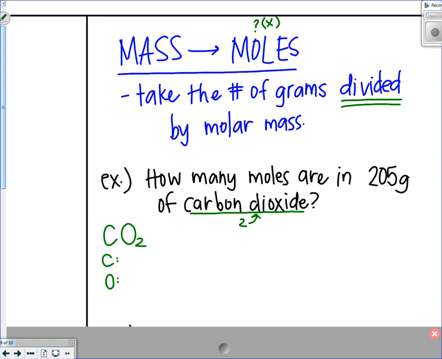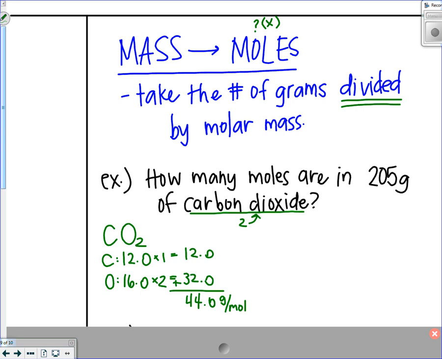When you look at the periodic table, carbon, when we round it to 1 decimal place, has a mass of 12.0, and oxygen has a mass of 16.0. We only have 1 carbon, so we're going to multiply that by 1, and we have 2 oxygens, so now we need to multiply that by 2. Figure out what that is. This is 12.0, this is 32.0, add 12 plus 32, and you get 44.0 grams per mole.